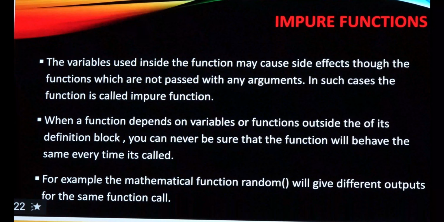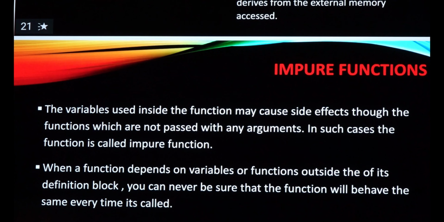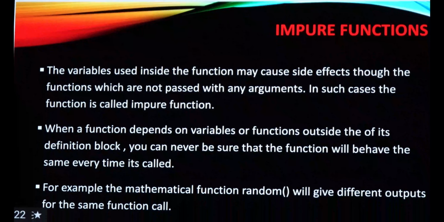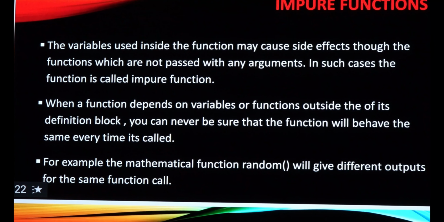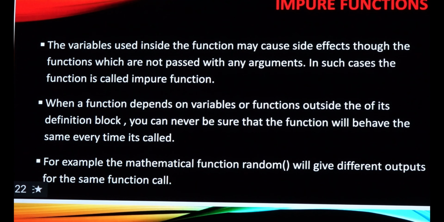Now impure function. The variable used inside the function may cause side effects through the functions which are not passed with any argument. In such cases, the function is called an impure function. When a function depends on the variables or functions outside of its definition block, you can never be sure that the function will behave the same every time it is called. For example, the mathematical function random will give different outputs for the same function call, right?